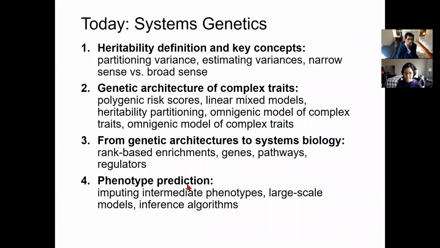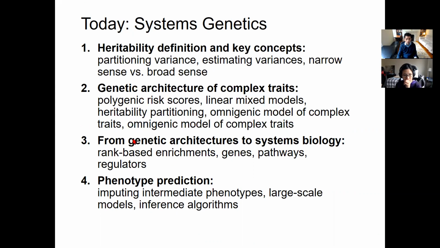So the goal today is to go beyond the single locus view, to actually start thinking about the entire genome simultaneously. And that's where heritability comes in. So we're going to talk about heritability, its definition and key concepts, how to partition phenotypic variance and genotypic variance, how to estimate variance, and look at narrow sense versus broad sense heritability. Then we're going to talk about the genetic architecture of complex traits, about polygenic risk scores and linear mixed models, and how to partition heritability. And we're going to cover an omnigenic model of complex traits.